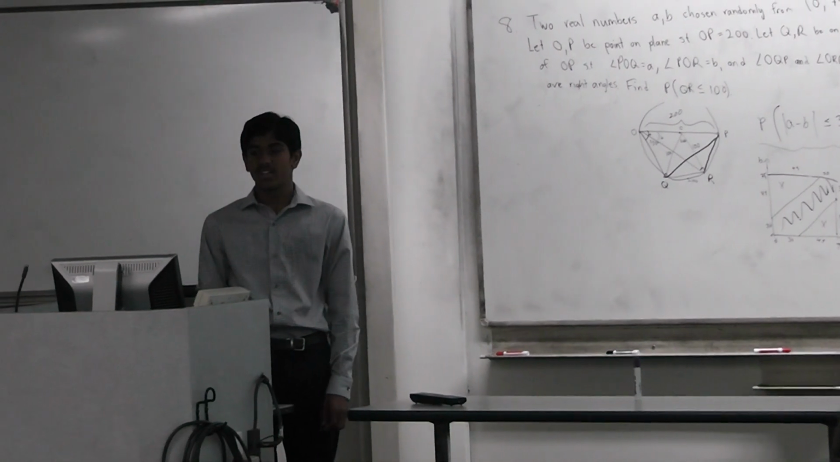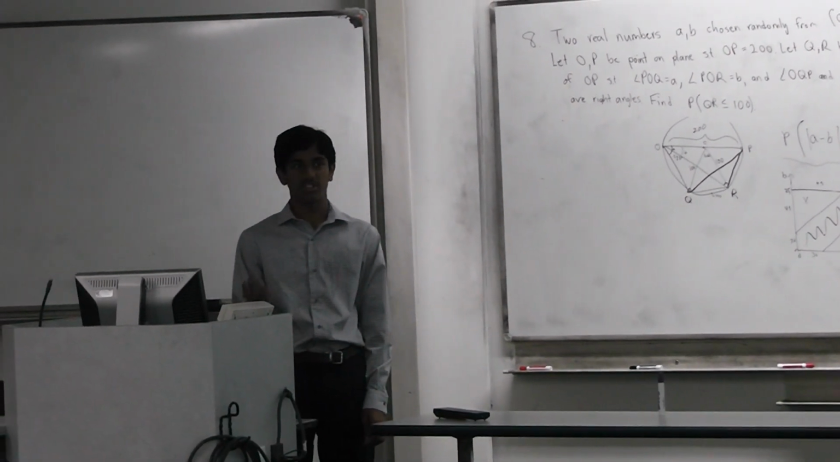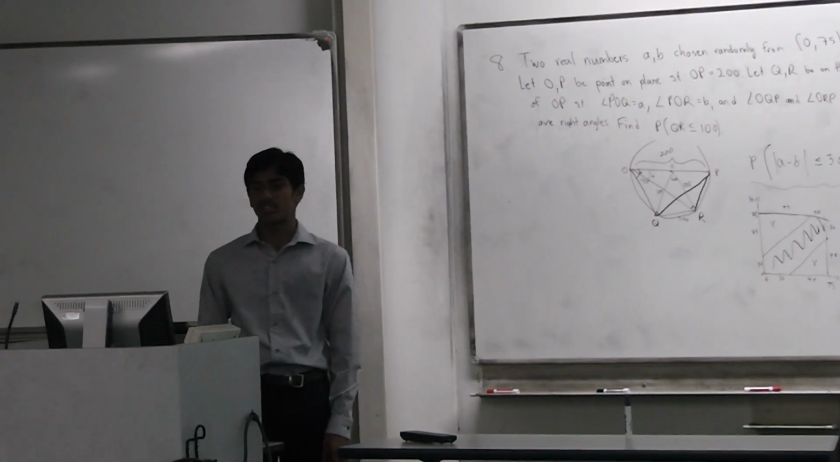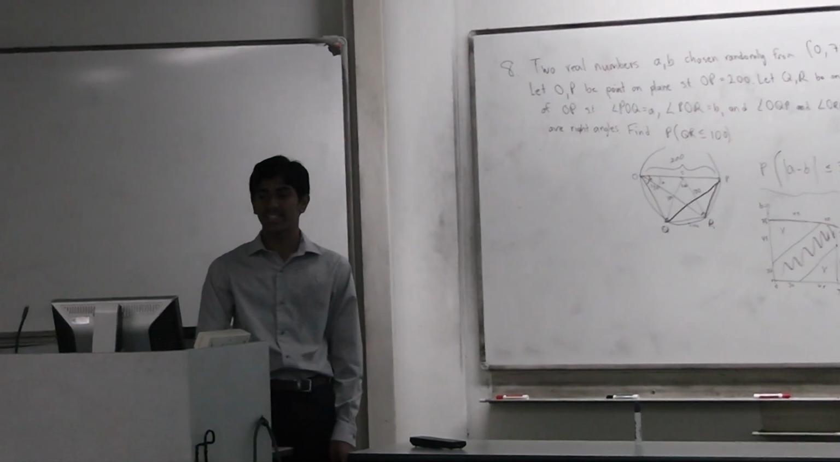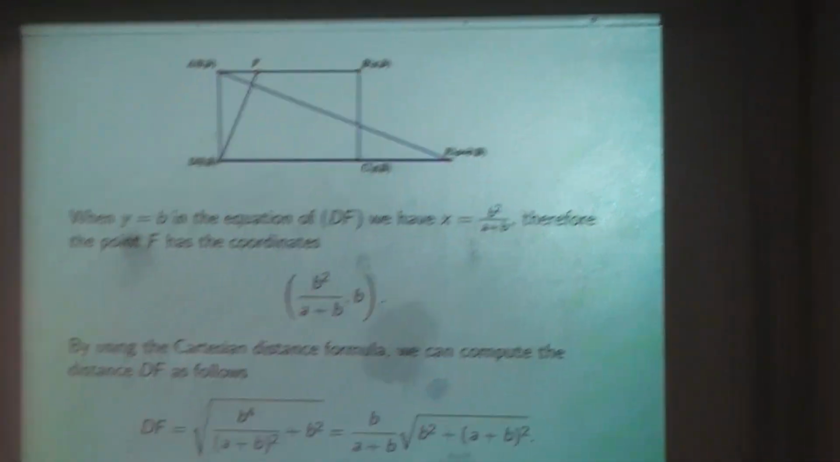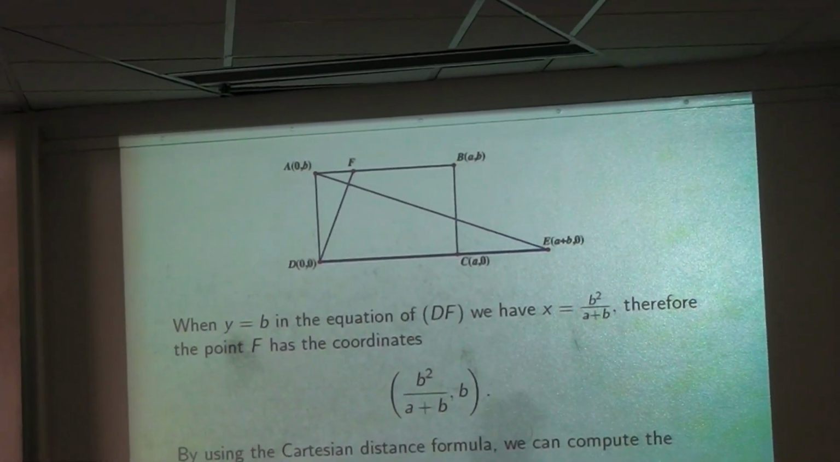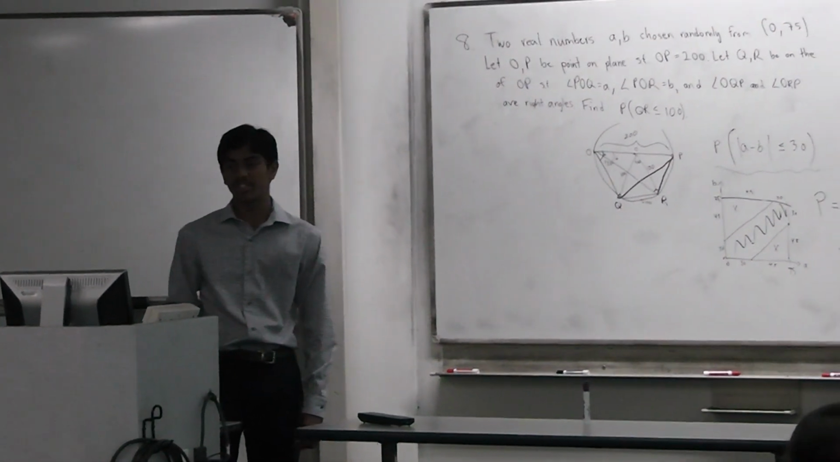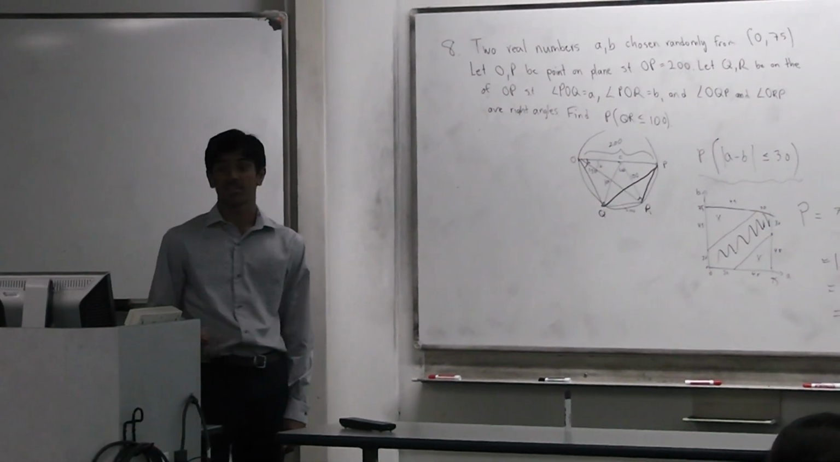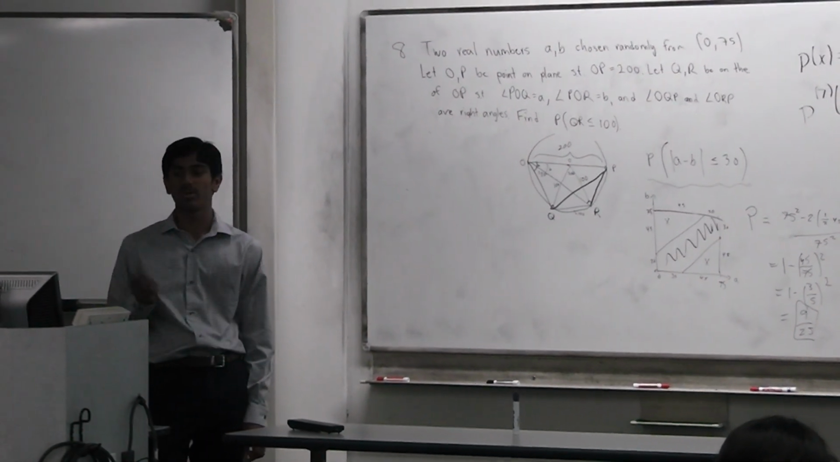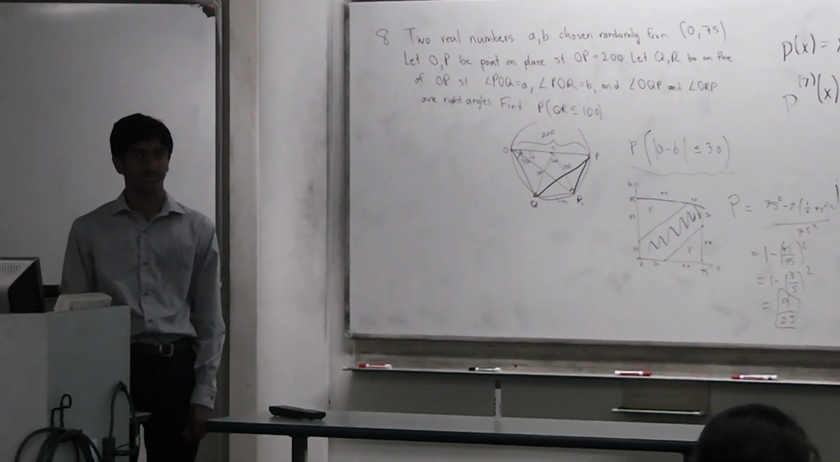You just use the distance formula: the square root of (x sub 2 minus x sub 1) quantity squared plus (y sub 2 minus y sub 1) quantity squared. So you plug in b squared over (a plus b) and b, with D being the origin, and you get b to the fourth over (a plus b) squared plus b squared. To simplify, take out b over (a plus b), and you end up with b squared plus (a plus b) quantity squared. So the distance DF is b over (a plus b) times the square root of b squared plus (a plus b) quantity squared.